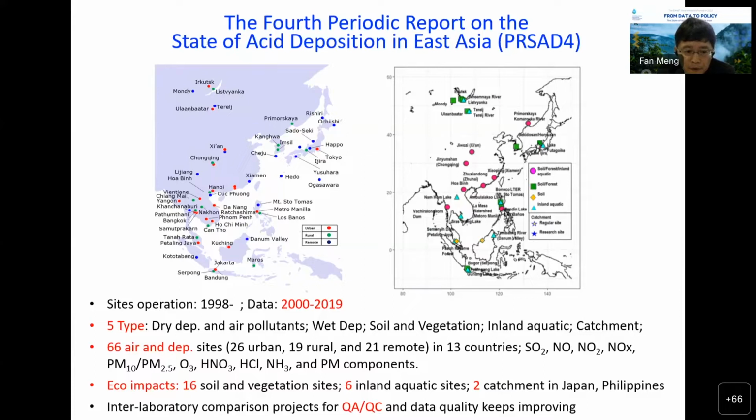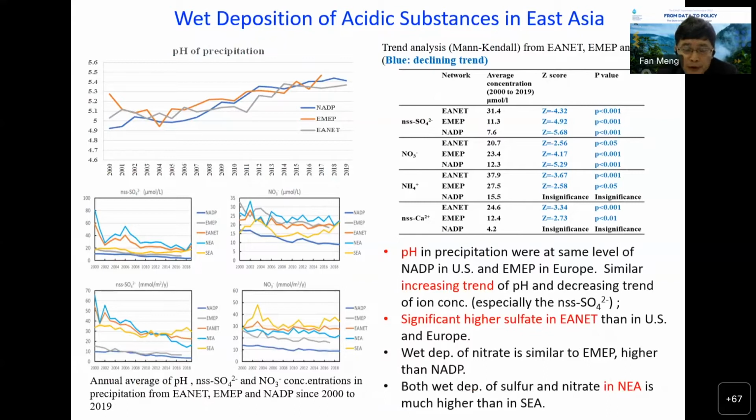For air monitoring, we have 66 sites, including 26 urban sites, 19 rural sites, and 21 remote sites in 13 countries. We currently measure sulfur dioxide, NO, NO2, NOx, PM10, PM2.5, ozone, PM components, ammonia, and other air pollutants. For the eco impact, we have 16 soil and vegetation sites, 6 inland water sites, and 2 catchments in Japan and the Philippines. Every year we conduct inter-laboratory comparison for data quality, and our data quality keeps improving. Those are also described in this report. In the next few slides, I'd like to give you a very brief introduction to our results.